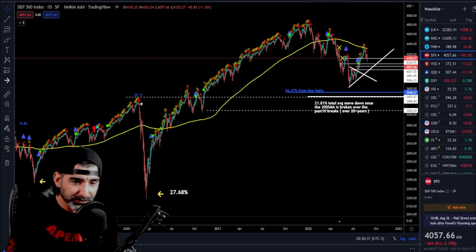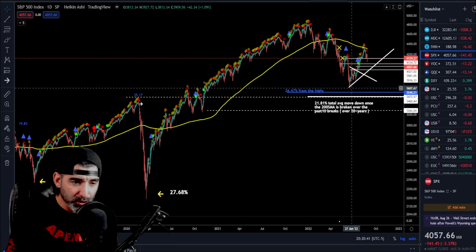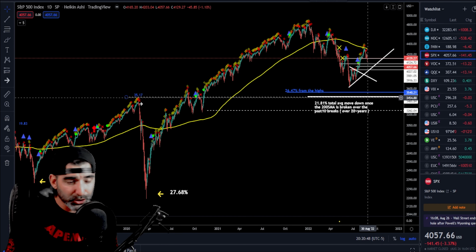As you guys can see here for the SPX, that's 21.81%. As you can see, we got really close to it, but it didn't touch exactly. Again, nobody knows exactly where the bottom is, but we are coming back down, so it could get back tested.